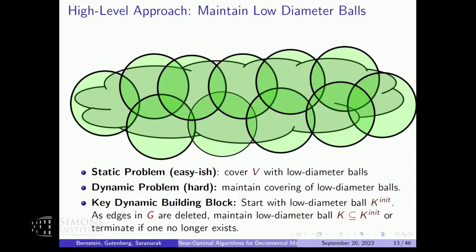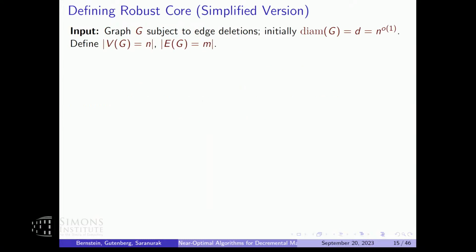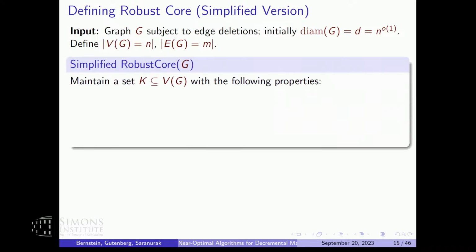So let's formalize that. Just some basic definitions. In particular, we're going to be using an unweighted graph for this talk. And when I talk about diameter, I mean weak diameter, but it doesn't really matter. So here's the problem that I just tried to formalize. Here, instead of starting with a particular ball of low diameter, I'm going to simplify it even more. Let's just say the whole graph has low diameter initially.